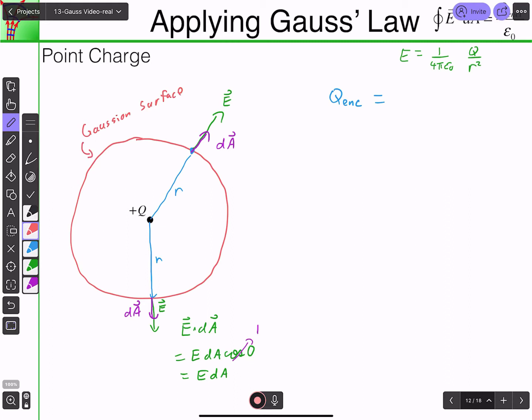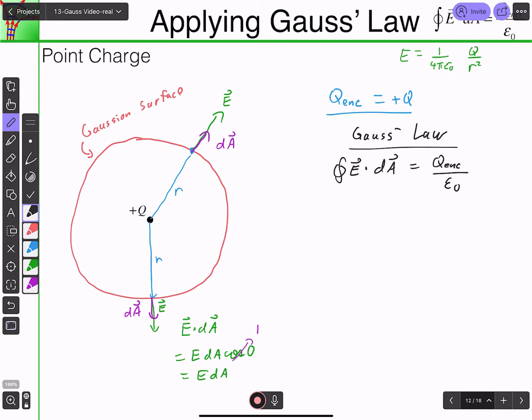All the charge is inside the Gaussian surface, so the Q enclosed is just plus Q. So now we have everything we need. We can apply Gauss's law and get our result. So first thing you should do is always write down Gauss's law. It's the integral of E dot dA is equal to Q enclosed over epsilon naught.